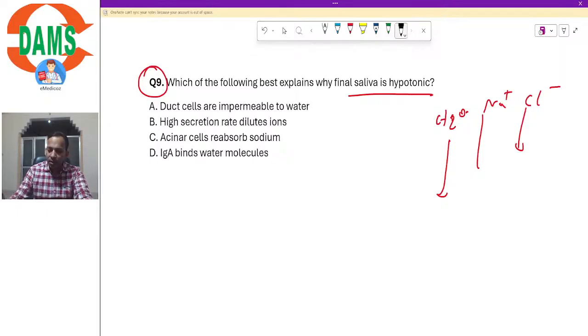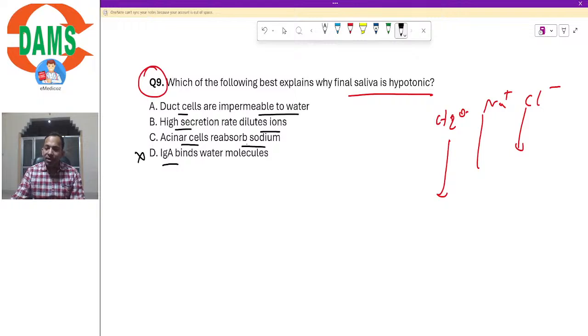Options are: duct cells are impermeable to water. Option B, high secretion rate dilutes ions. Option C is reabsorb, and option D is immunoglobulin A binds water molecules. So obviously option D तो बिल्कुल ही हम rule out कर सकते हैं, right? क्योंकि कुछ भी सेंस नहीं बना रहा है. Option C, acinar cells reabsorb sodium.